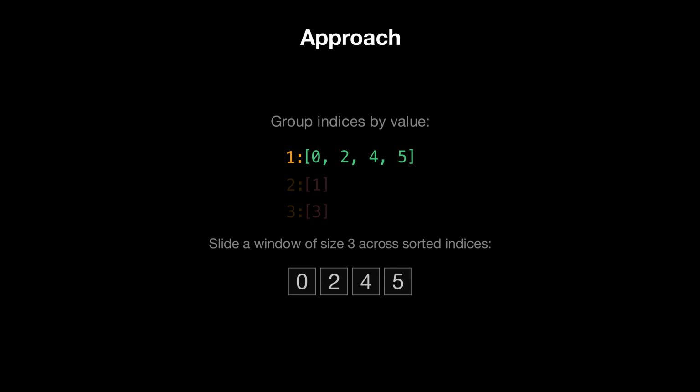So we can use a sliding window of size 3 across all of the sorted indices and just compute 2 times the last index minus the first index for each window. And after going through all windows for all values, we can just return the window that has the smallest distance. So let's walk through the algorithm using our example.